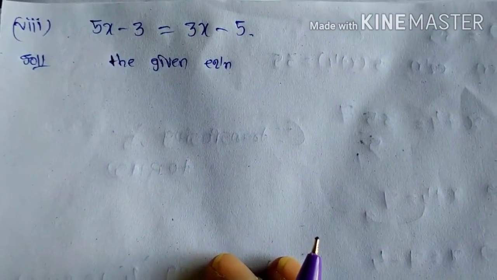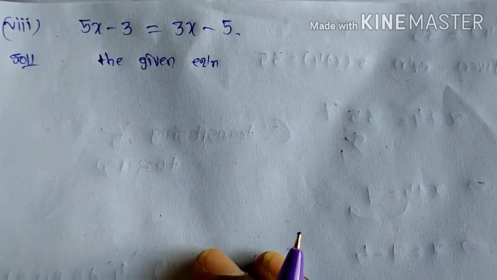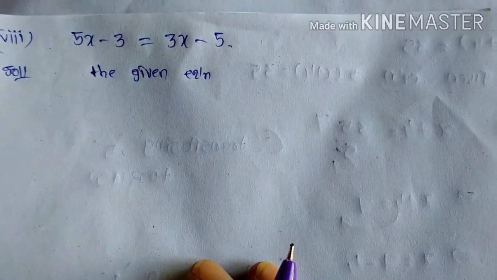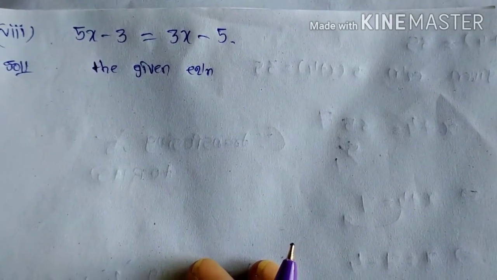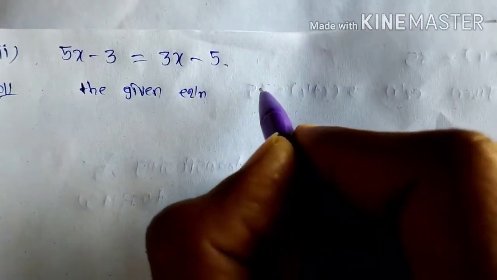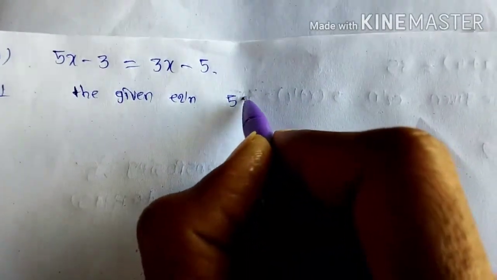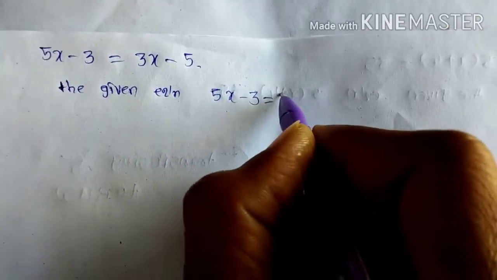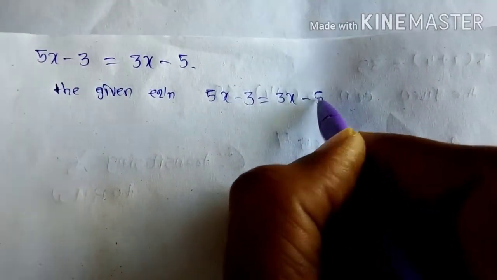See here one more question. Solve the equation with transposing the terms. 5x minus 3 is equal to 3x minus 5. The given equation is 5x minus 3 is equal to 3x minus 5.